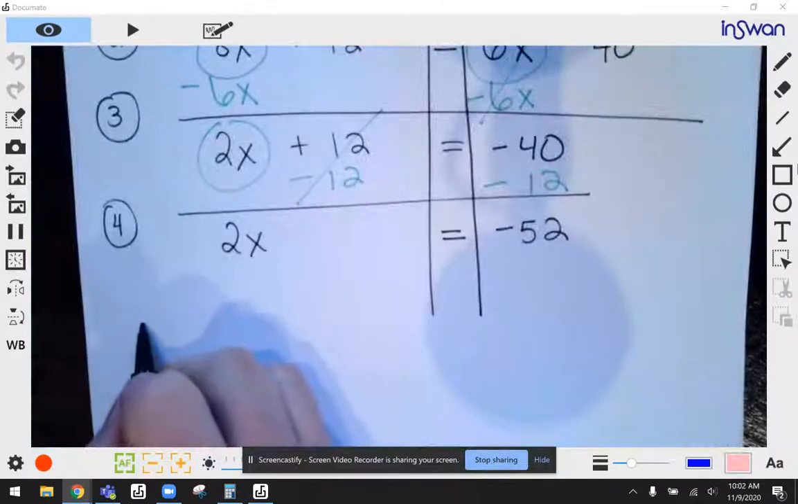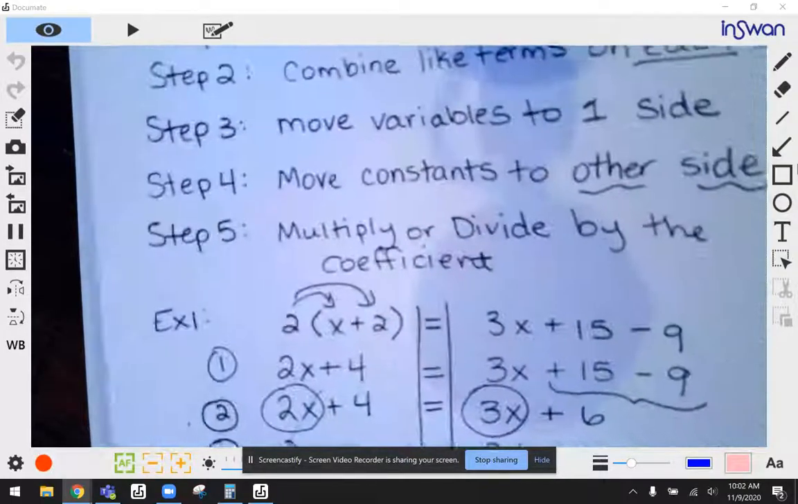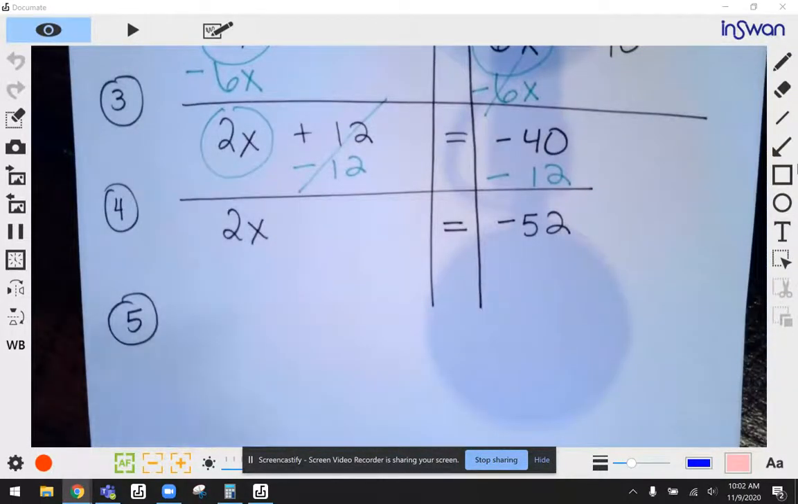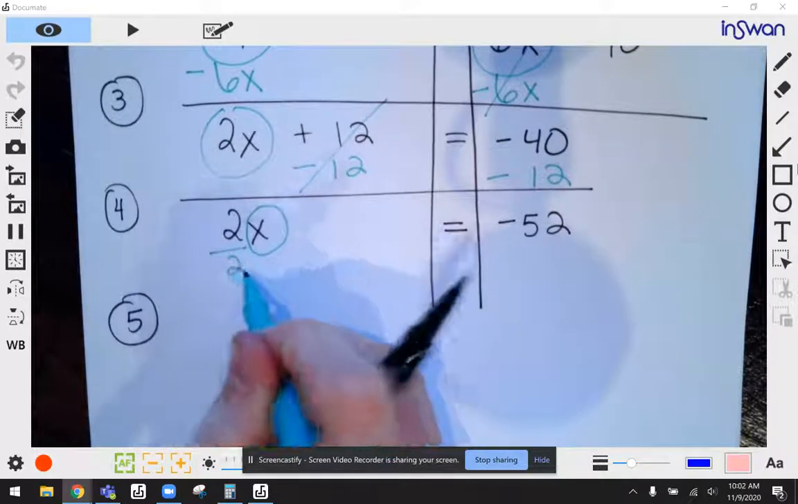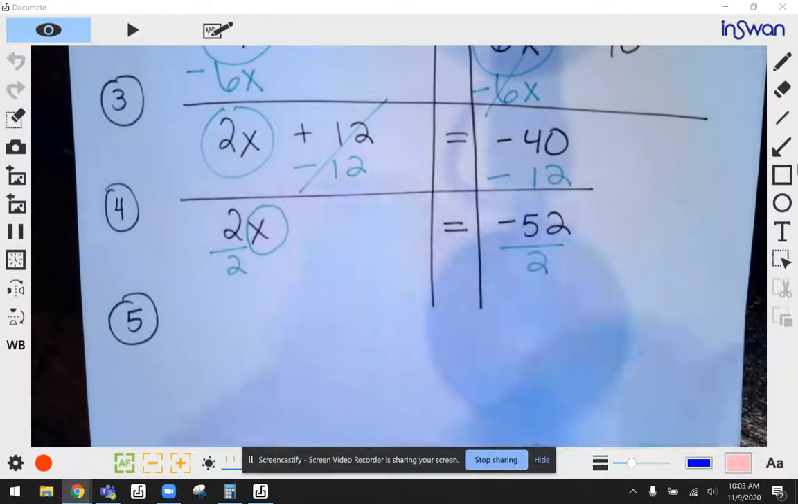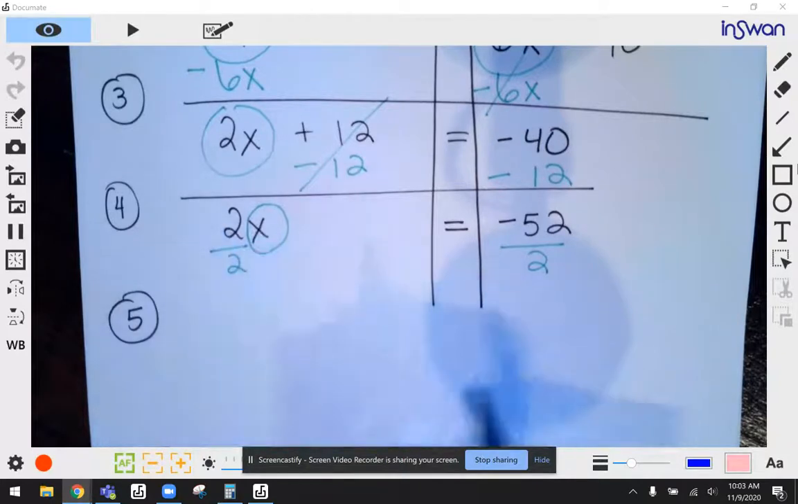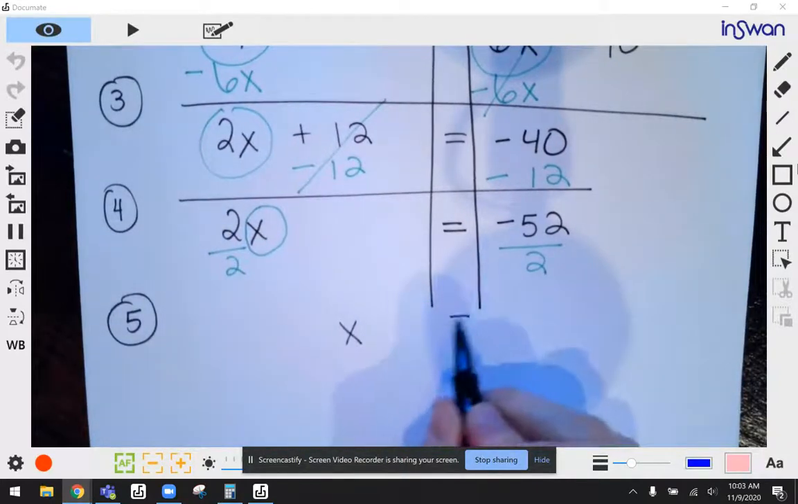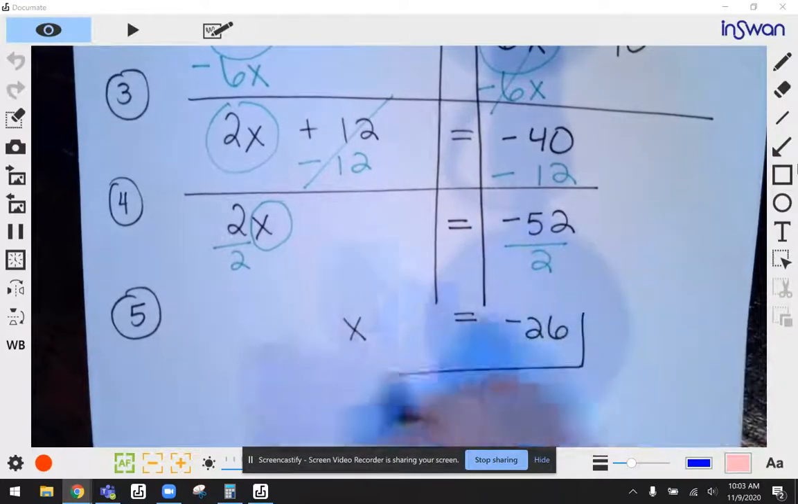Okay, step 5 is to multiply or divide by the coefficient. Remember, we're trying to get x by itself. It's being multiplied by 2, so we want to do the opposite and divide by 2 on both sides. 2 divided by 2 is 1x, or just x. And then negative 52 divided by 2 is negative 26.